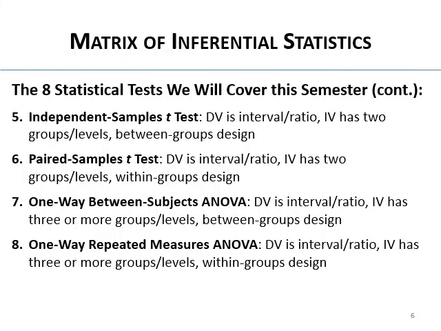And there's a within groups equivalent of that. It's called one-way repeated measures ANOVA. Same thing, except you've got a within groups design. DV's interval or ratio, IV's got 3 or more groups, and you've got a within groups design. So they're somehow matched or paired or whatever.